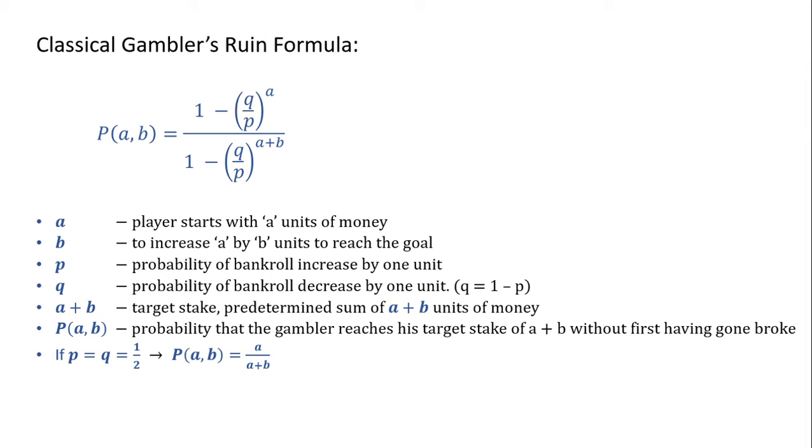Here a is the amount of units of money which the player starts with. B is how much he wants to increase his money from a. P is the probability of increasing 1 unit. Q is decreasing, of course, and it equals 1 minus p. A plus b is the target stake, or how much money the player has in mind to win. AB is the probability, found by the gambler's ruin formula, that the gambler reaches the target stake of a plus b without first having gone broke.